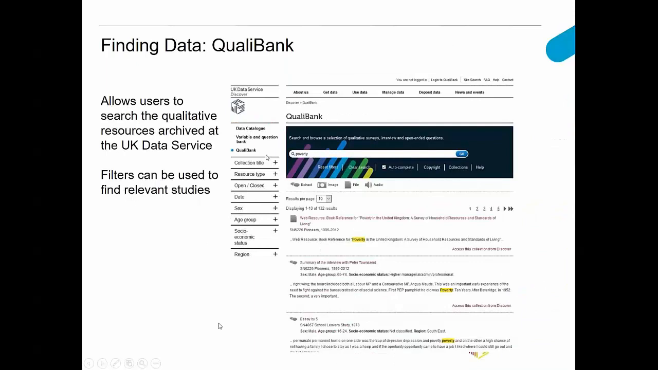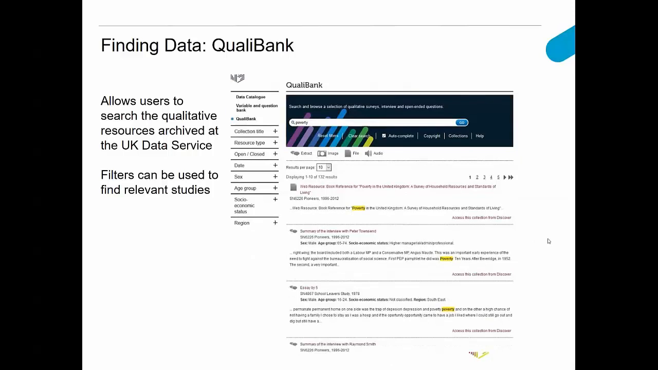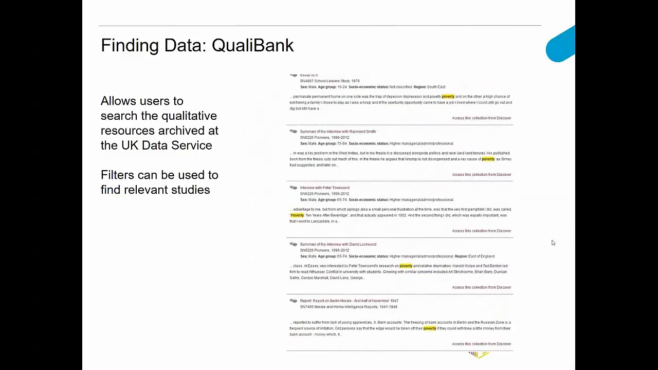Next, I will demonstrate the search in our QualiBank. So QualiBank, again, you can find it on the same left-hand side of the menu. And the QualiBank allows you to search for qualitative resources that are archived with us. I have used the term poverty to look for any qualitative resources that would mention this key term in their transcripts. So the search returned 132 results.